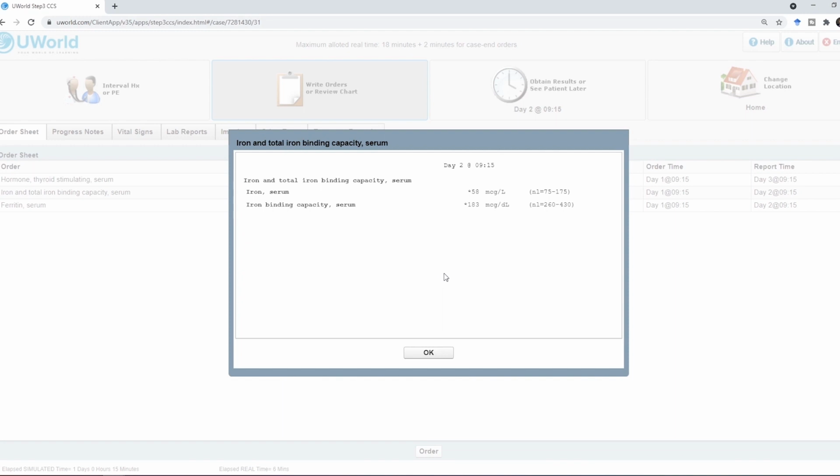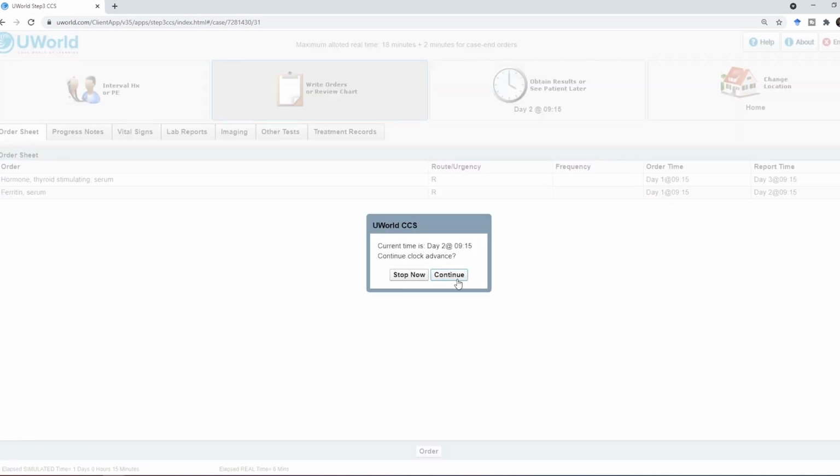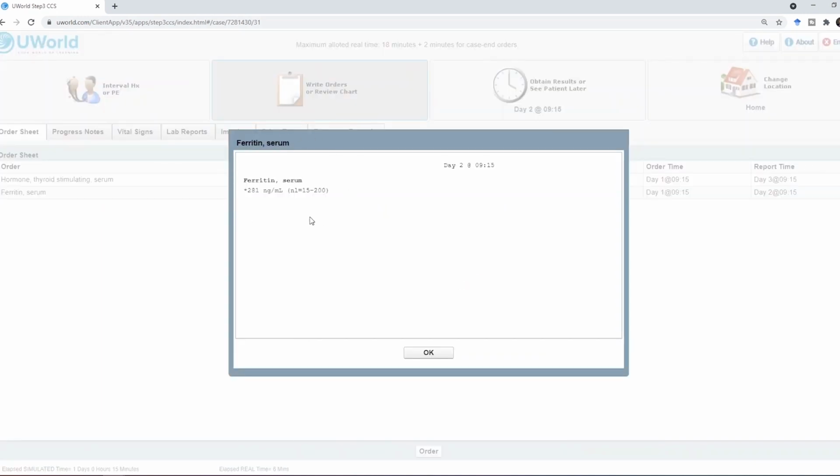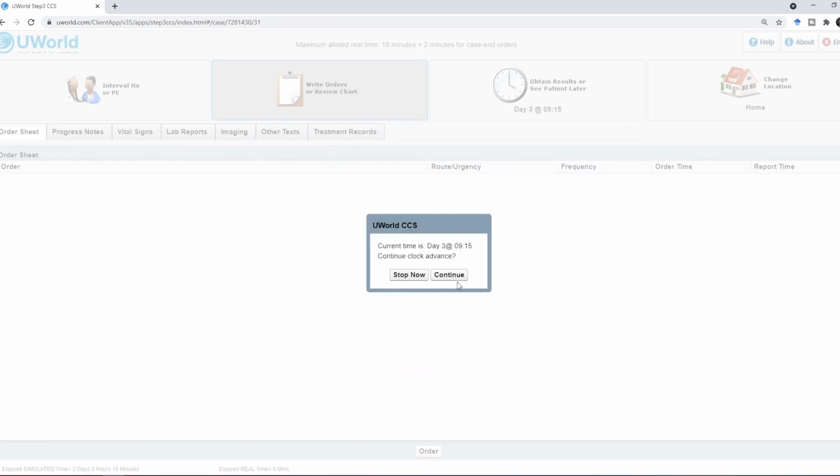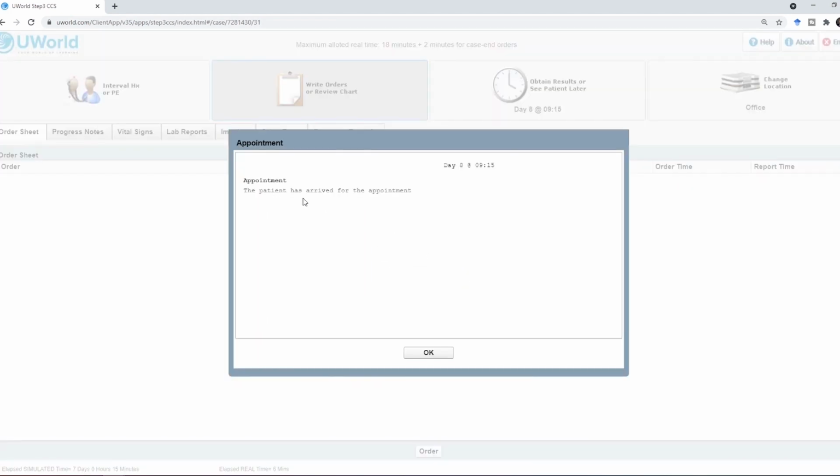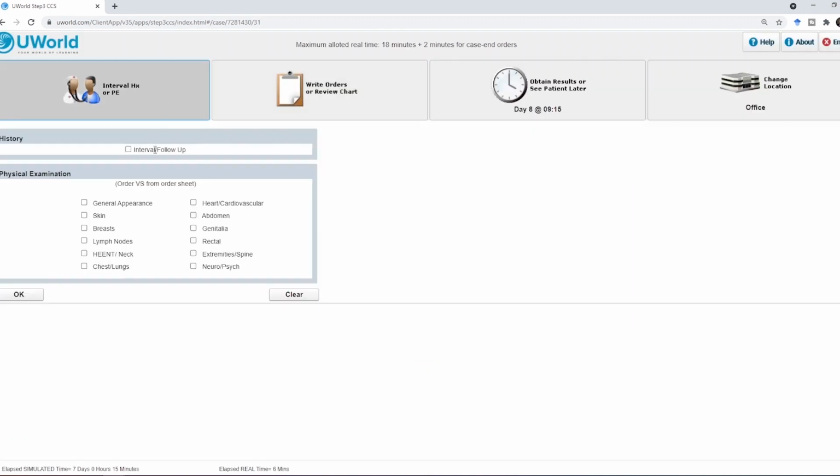Click on continue. You can see here that the iron levels and the iron binding capacity are low. And ferritin levels here are high, which could be an inflammatory response. Okay, continue. Here we get the TSH, it's normal. Continue. The patient has arrived for the appointment. So now the patient is back to the office. You can see here the location is office.